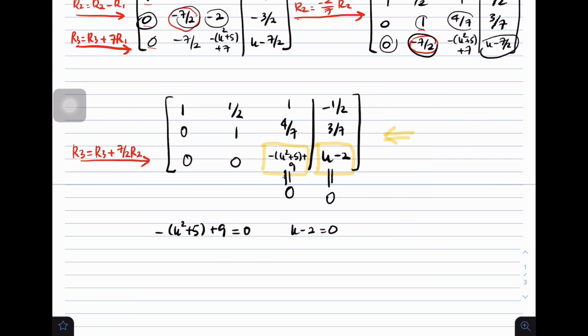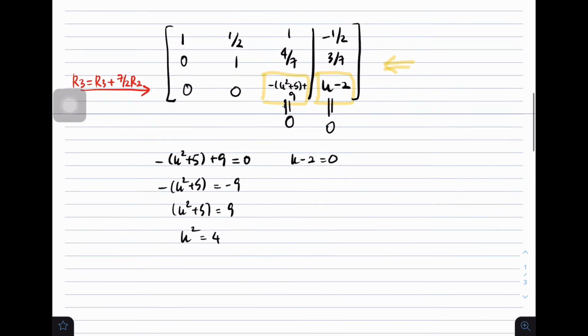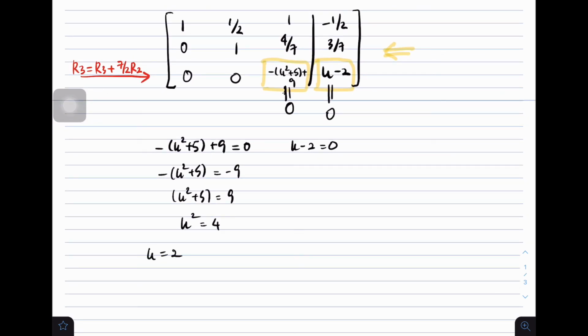Negative k square plus 5 equal to negative 9, k square plus 5 equal to 9, k square equal to 4, k equal to 2 and negative 2. This means that you have two values of k, but don't forget that you have another condition here, k minus 2 is equal to 0, so k is equal to 2. So you have to choose k equal to 2, therefore you will have many solutions.